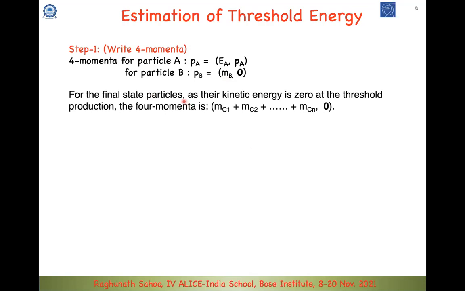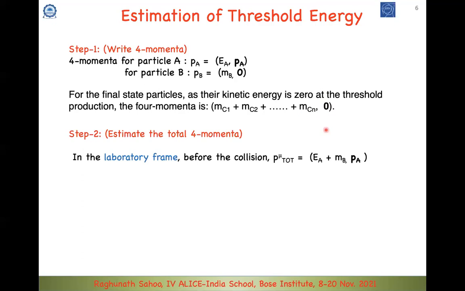For the final state particles, as their kinetic energy is 0 by the definition of threshold energy, the 4 momenta can be written as they are just produced. So they have their rest masses, or the inertial energy. Then the total energy available is essentially the sum of their masses. Again, by definition of threshold energy, the spatial component of the momentum is 0. If anybody is facing any problem following what I'm saying, you can just unmute and stop me to repeat the discussion.